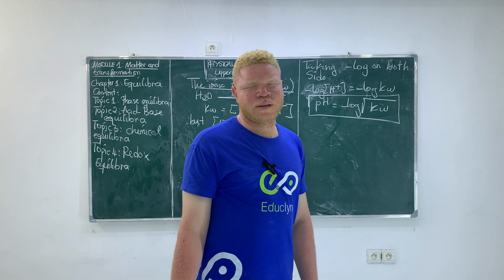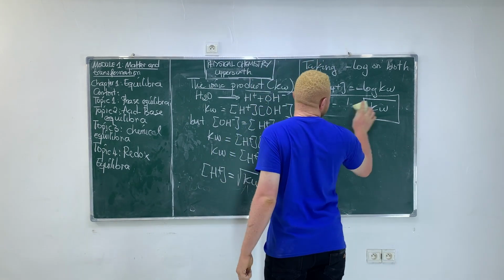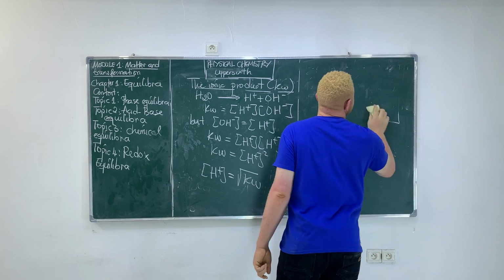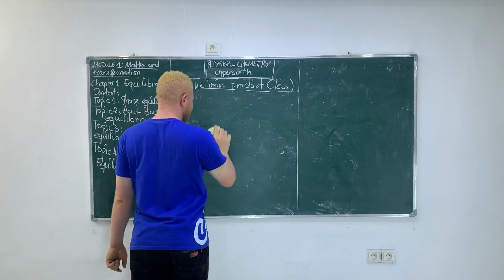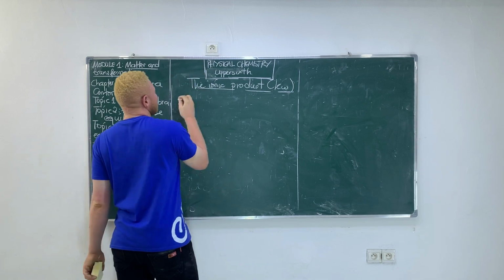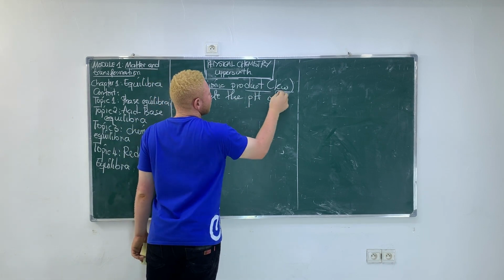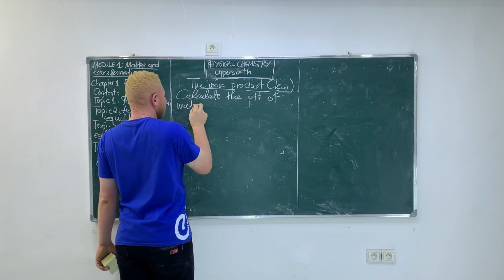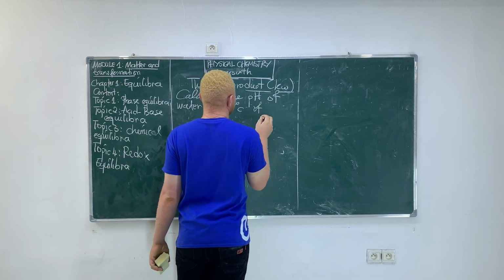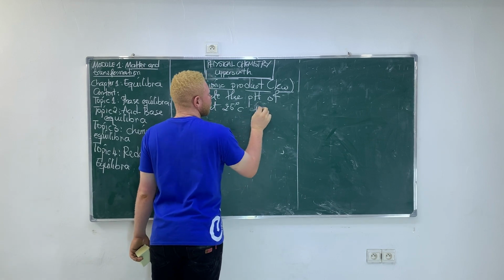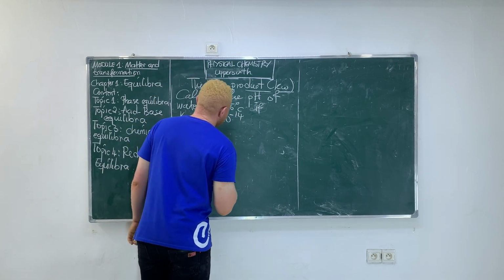We usually say water is neutral, meaning the pH is 7. So let's see a case where we can actually prove that water is neutral. Example: calculate the pH of water at 25 degrees Celsius if Kw equals 1 times 10 to the minus 14.